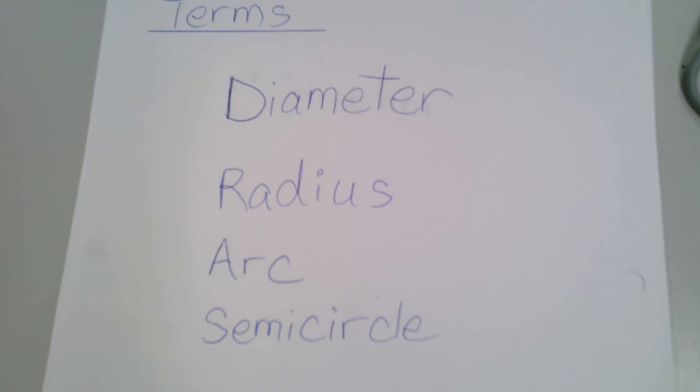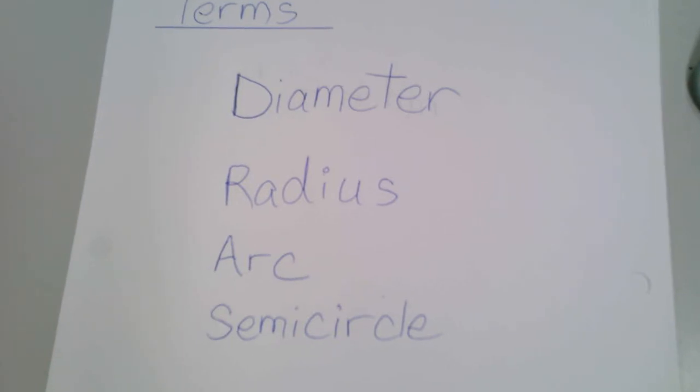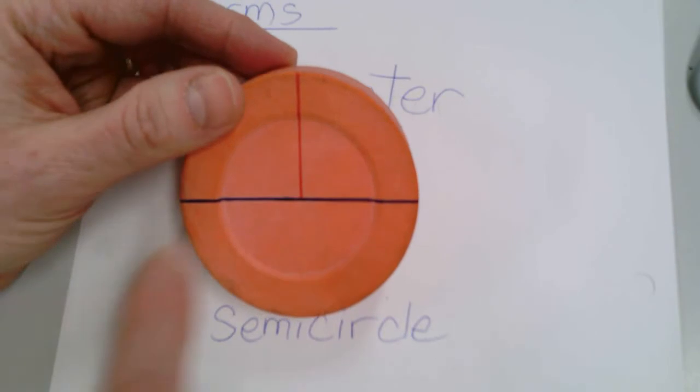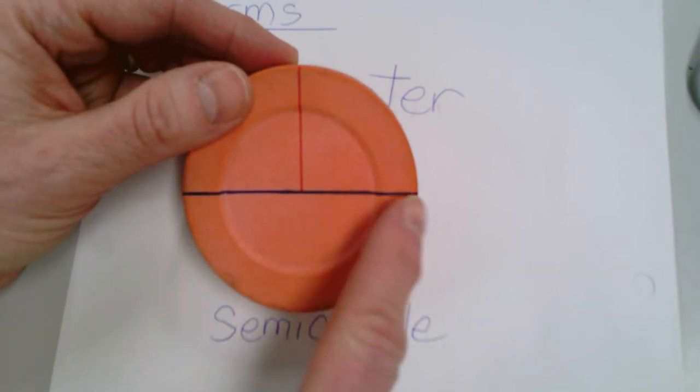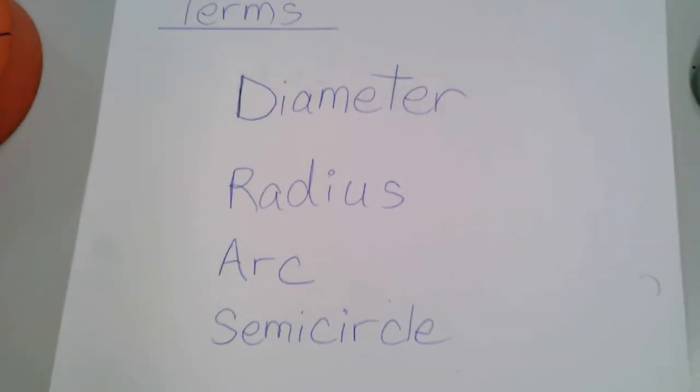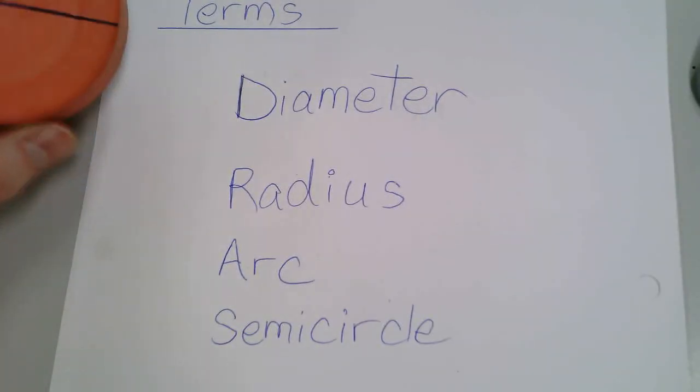Today we are talking about circle geometry. And the terms we're going to be looking at are as follows. Diameter. Diameter is the distance across a circle in a straight line that goes right through the middle. But you probably already knew that. You learned that last year.